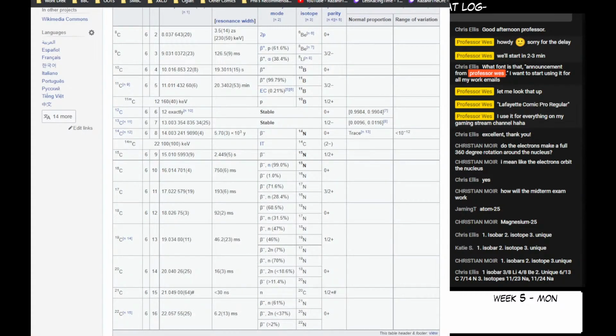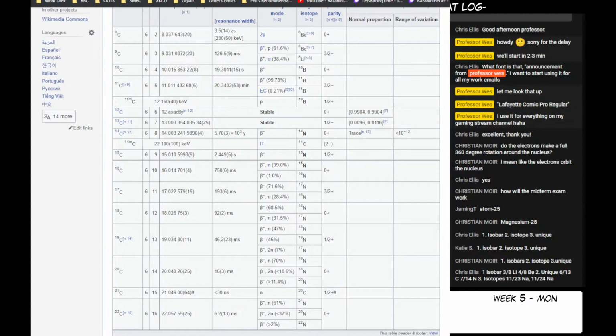So what we're going to do is we're going to write down the isotopes of carbon that are stable, and we're going to calculate the atomic mass from there. So I'm going to write this down in the background. So carbon 12 has a mass of exactly 12, and its percent abundance is 0.9984. Or in other words, 99.84%.